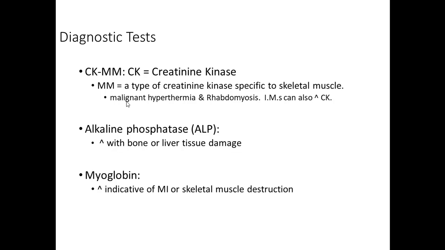So just know that with the CK, the creatine kinase, you're looking for muscle disease or muscle damage. The alkaline phos is bone damage or liver damage, and a myoglobin is skeletal muscle or a heart attack. So basically cardiac muscle damage. All right, I think that's it for that slide.